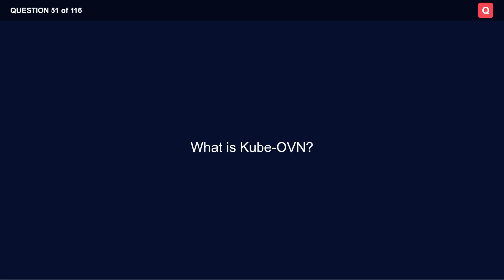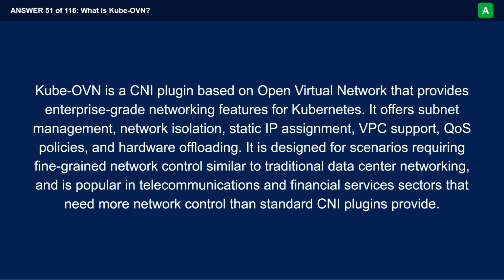What is Kube-OVN? Kube-OVN is a CNI plugin based on Open Virtual Network that provides enterprise-grade networking features for Kubernetes. It offers subnet management, network isolation, static IP assignment, VPC support, QoS policies, and hardware offloading. It is designed for scenarios requiring fine-grained network control, similar to traditional data center networking, and is popular in telecommunications and financial services sectors that need more network control than standard CNI plugins provide.